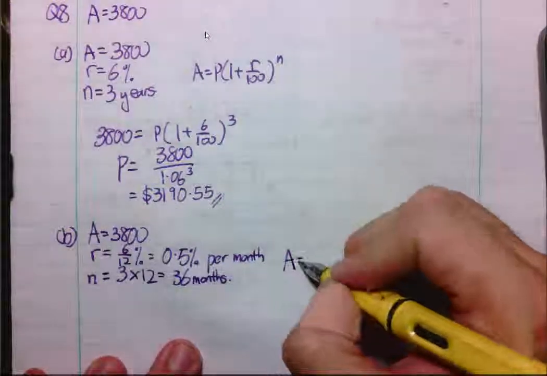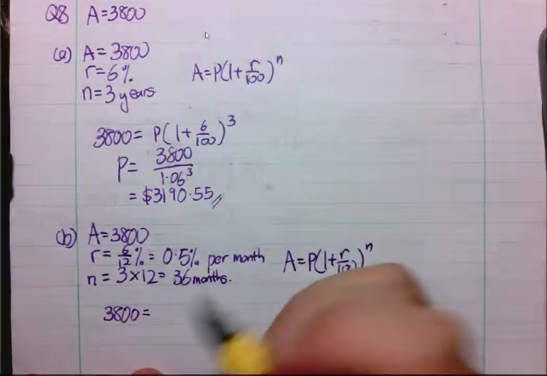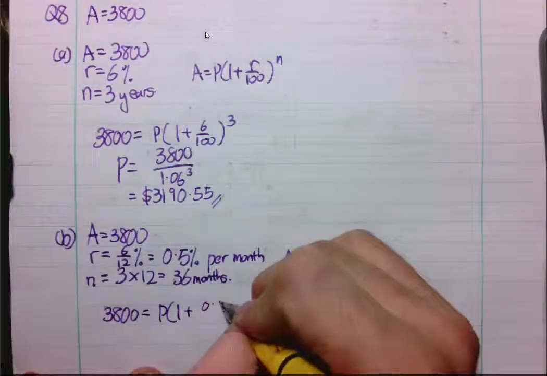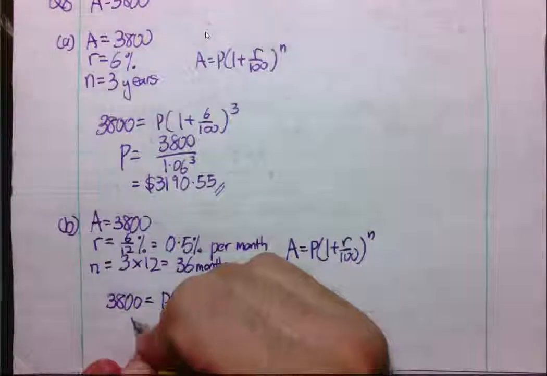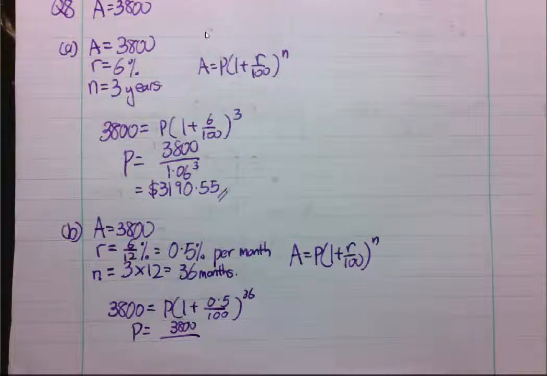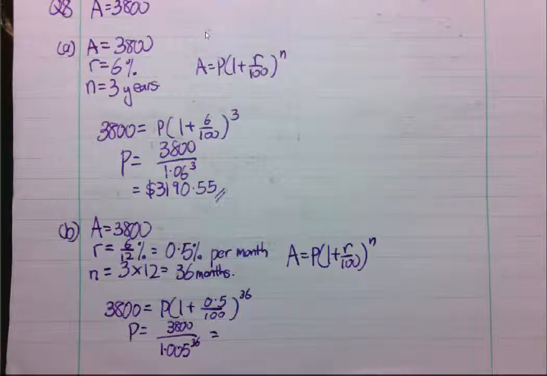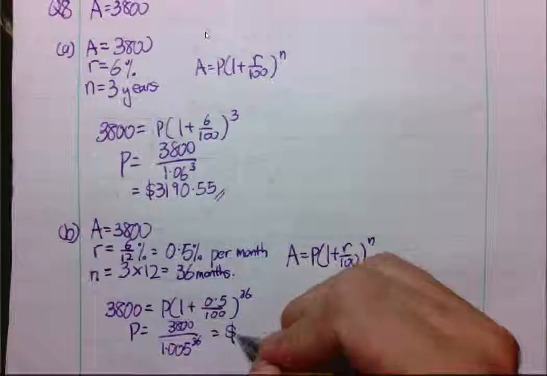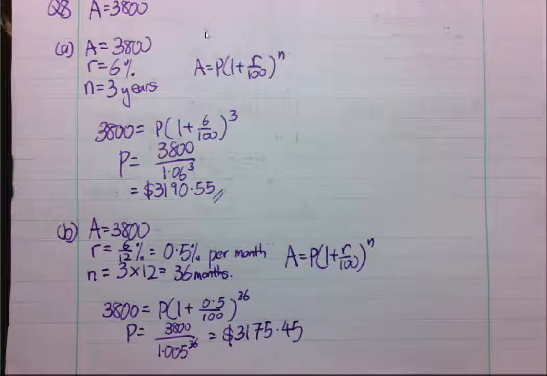I plug it into my formula. A equals P, 1 plus R over 100, to the power of n. My A is 3,800, equal to my principal times 1 plus 0.5 over 100, to the power of 36. Then if you simplify, P equals 3,800 divided by 1.005 to the power of 36. So my original amount is 3175.45.